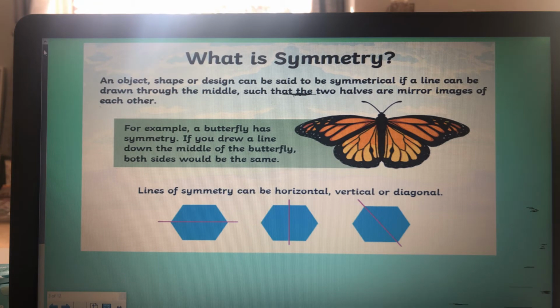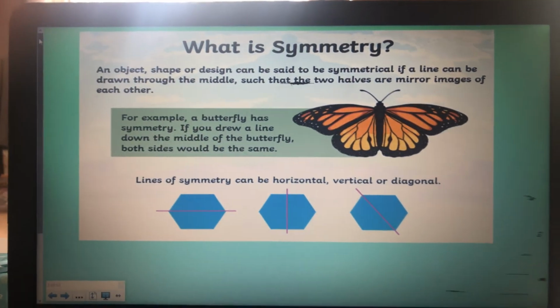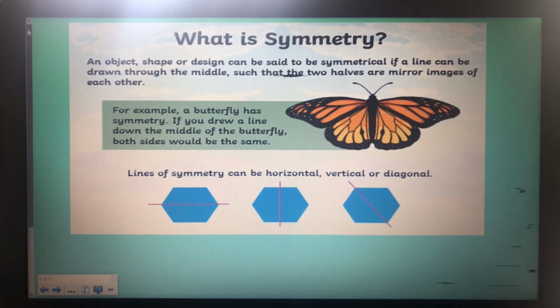Okay, so what is symmetry? Really important question to answer before we get going today. An object, shape or design can be said to be symmetrical if a line can be drawn through the middle so that the two halves are mirror images of each other. That means exactly the same on both sides. If it's not exactly the same, it's not symmetrical. Even if it's just ever so slightly different, it's not symmetrical. Really important to remember that. Exactly the same, okay? Mirror image.